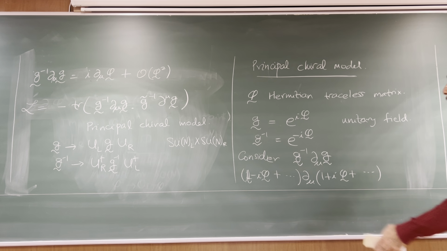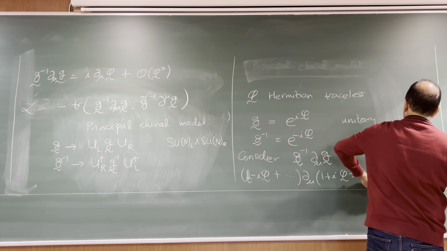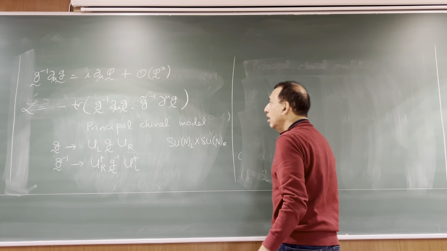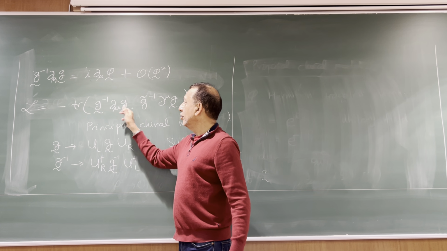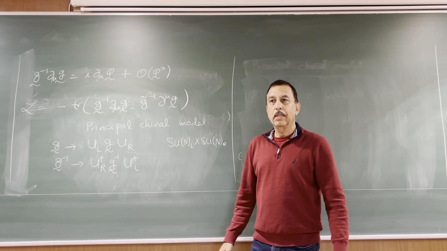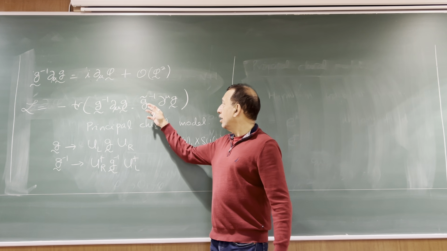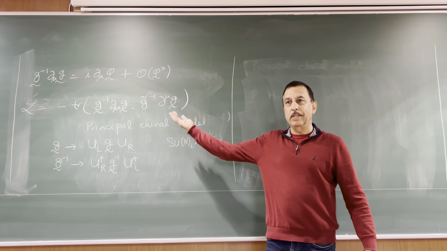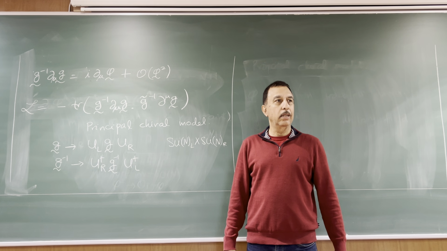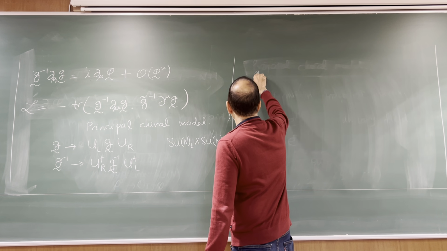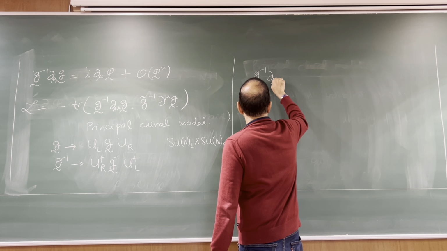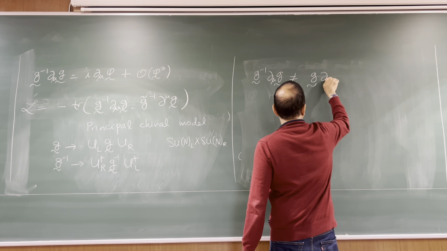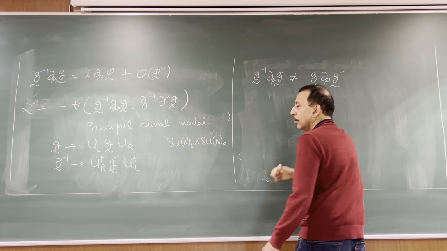Now, one interesting thing might come to your mind. You might say, well, why did I take G inverse ∂_μ G and not G ∂_μ G inverse? If I took that and multiplied with another G ∂_μ G inverse, I would also get a principal chiral model, looks the same. But is it the same model? Certainly one thing is true, that the matrix G inverse ∂_μ G is definitely not the matrix G ∂_μ G inverse. These are not equal.